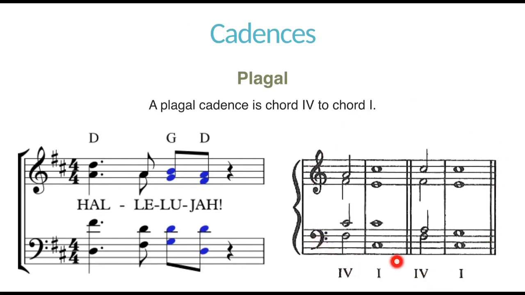Here's two more examples of a plagal cadence in the key of C. So chord 1 finishes, preceded by chord 4. Chord of F to the chord of C. Chord 4 to chord 1, plagal cadence.